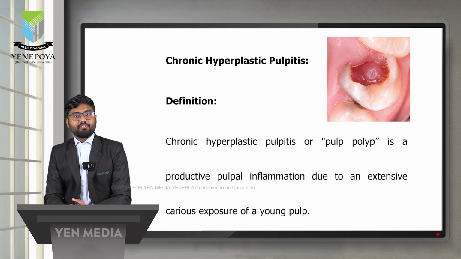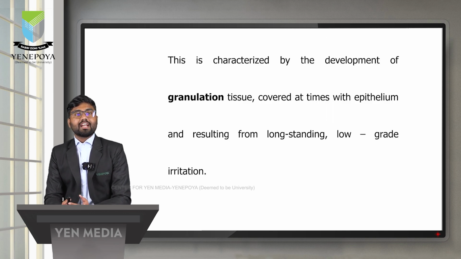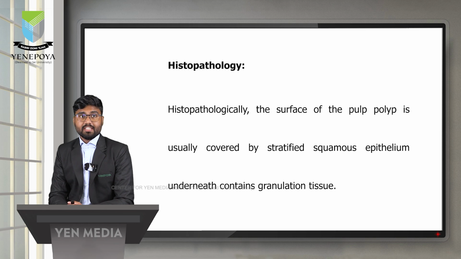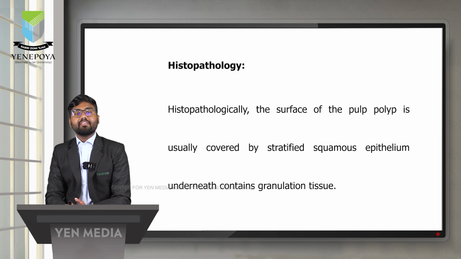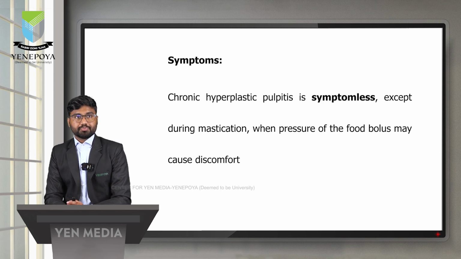Coming to chronic hyperplastic pulpitis or pulp polyp. It is a productive pulpal inflammation due to an extensive exposure of the caries in a young patient. It is usually characterized by granulation tissue often covered with an epithelium, which results from a long-standing low-grade irritation. Histopathology, we can see that the surface of the pulp polyp is usually covered by a stratified squamous epithelium, underneath which it contains granulation tissue.